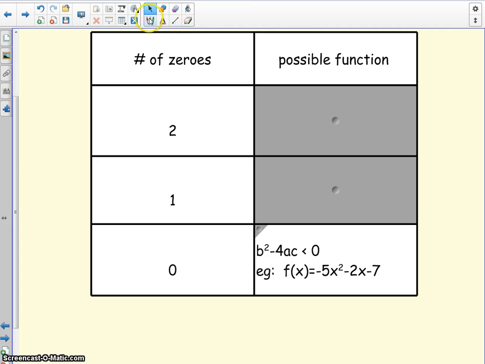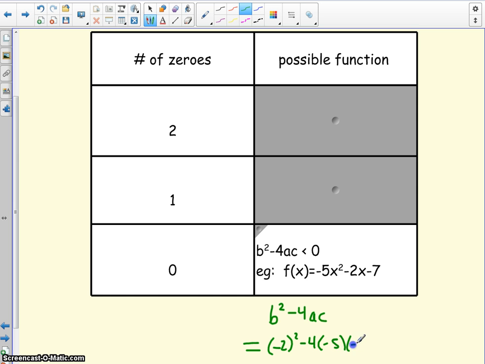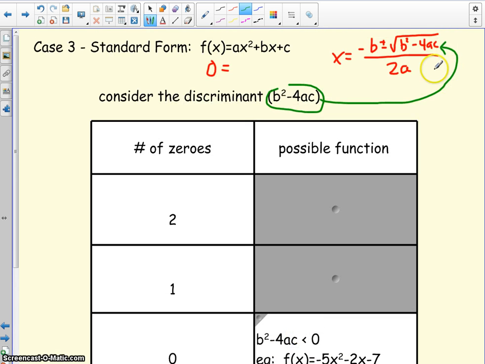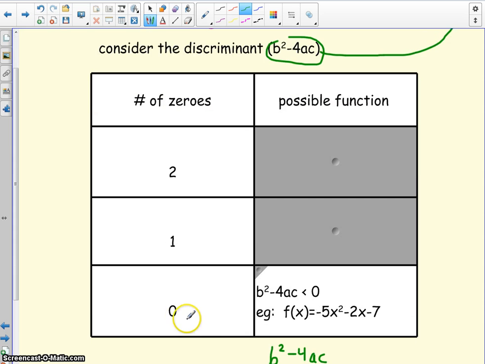There's an example of one right here. If you were to try the discriminant here, using the quadratic formula, you'd have (-2) squared minus 4 times -5 times -7. This would give you 4 minus 140, so it would be something negative. The actual value doesn't matter that much. The fact that it's negative is what's important. So again, if you get a negative in the square root from the b squared minus 4ac, we have no zeros.